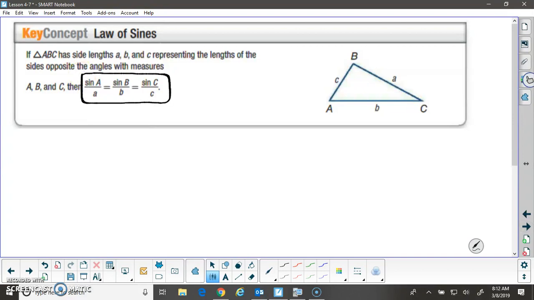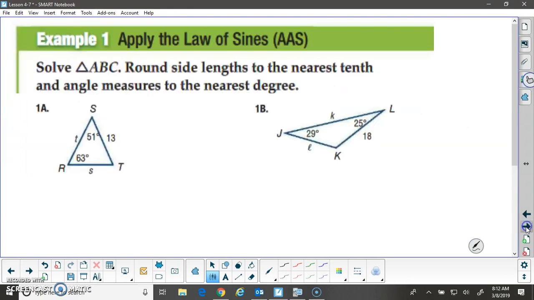It simply says the sine of angle A divided by length A is equivalent to the sine of angle B divided by length B, which is equal to the sine of angle C divided by length C. From geometry, you should remember that we use capital letters for vertices of a triangle. We use lowercase letters for sides opposite of those vertices.